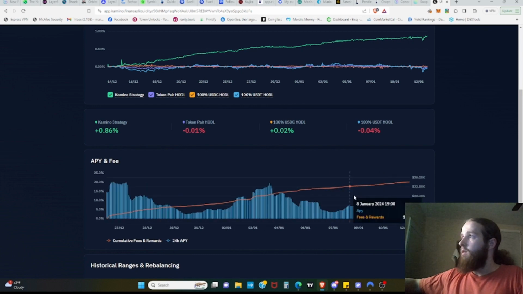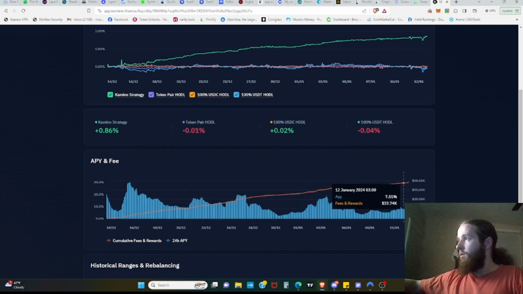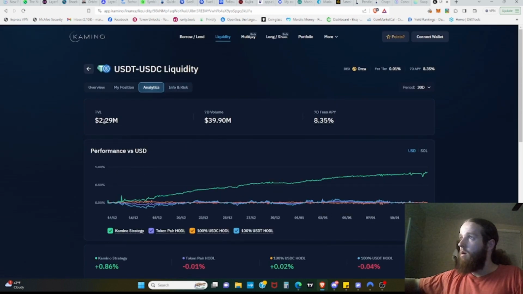So if you look here, they also show the historics for the APYs for the pool, and then the fees and rewards for using the pool. So this specific pool is on Orca. This is a 30-day period. Right now, it's earning 8.3% APY, which is pretty good.